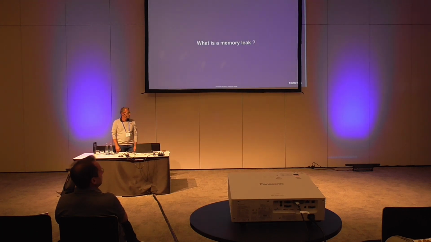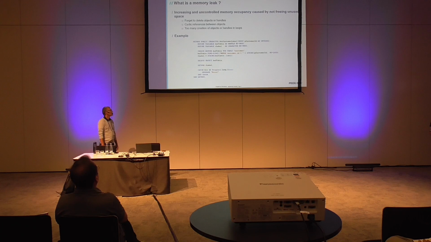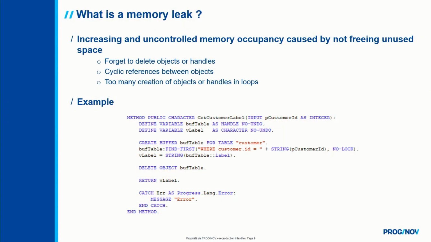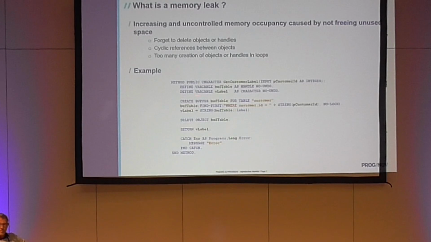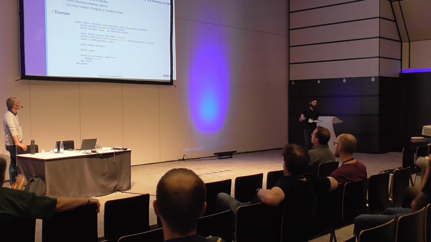Okay, so what's a memory leak? If I go to the definition, it's an increasing, uncontrolled memory occupancy caused by not freeing unused space. So if you create an object and you don't delete it, you have a memory leak. For example, in this code, you can see that I create a buffer right there. An error is raised right there, so I can't delete the object, so I've got a memory leak.